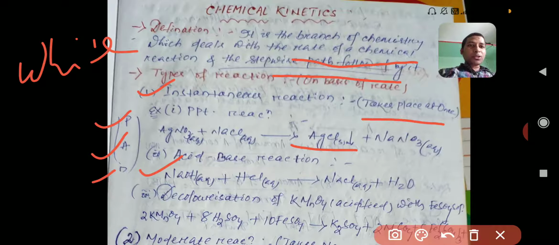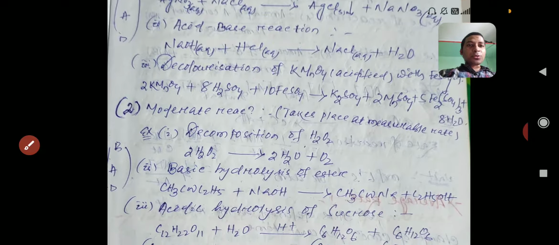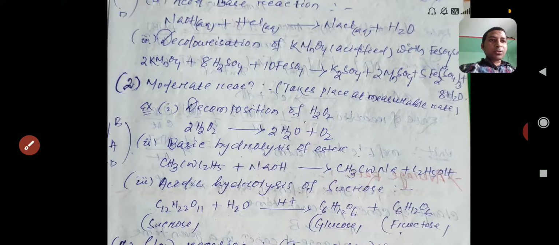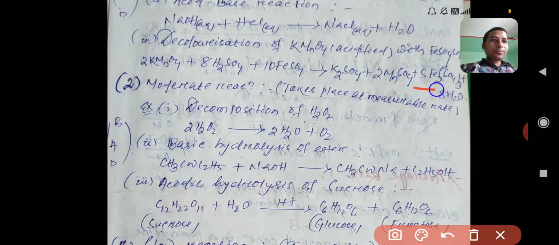Another example is the decolorization of acidified potassium permanganate with ferrous sulfate solution. That means when potassium permanganate KMnO4 reacts with sulfuric acid H2SO4 and ferrous sulfate FeSO4, the ferrous sulfate is oxidized to ferric sulfate, Fe2(SO4)3. So KMnO4 reacts with H2SO4 and FeSO4 to form K2SO4 potassium sulfate, manganese sulfate MnSO4, ferric sulfate Fe2(SO4)3, along with water. This is an example of instantaneous reactions.